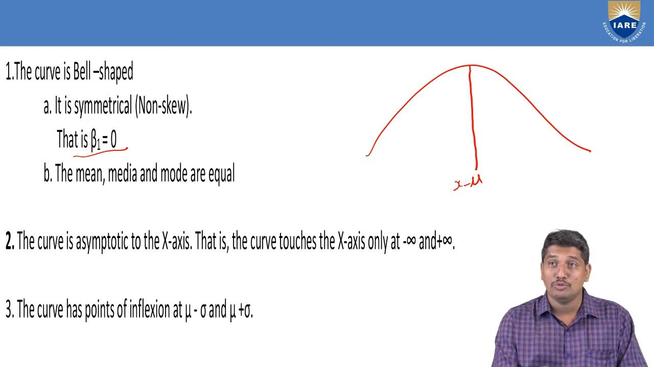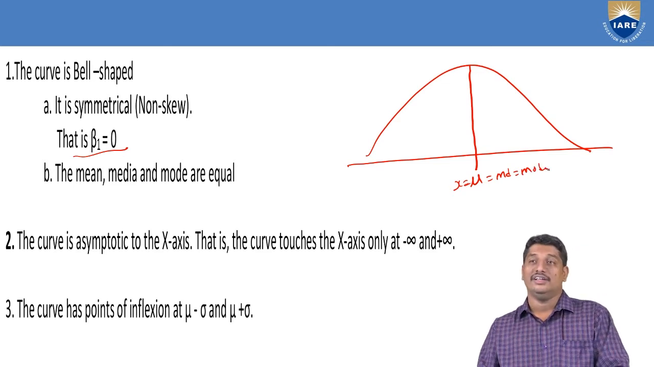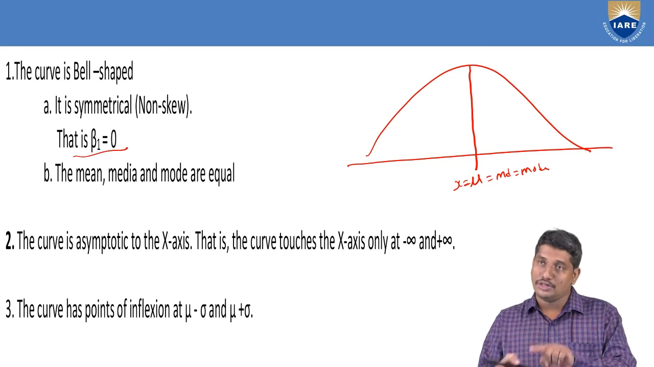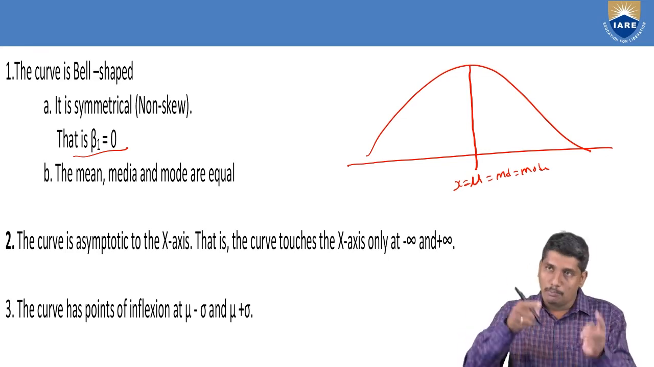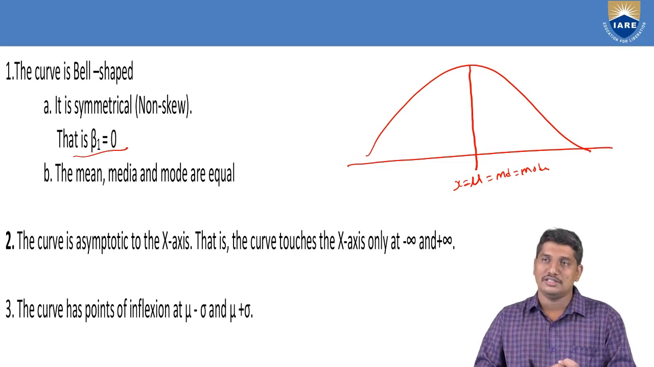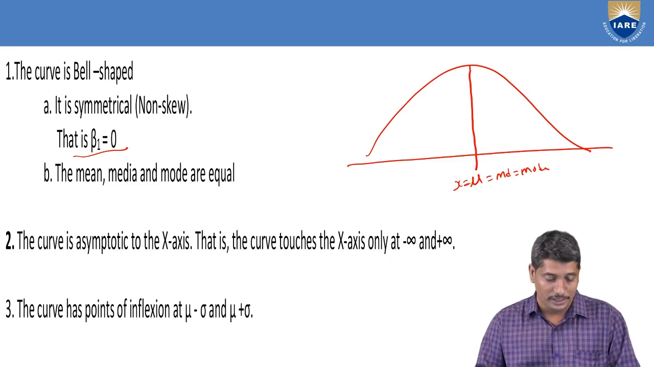And mean, median, mode, this is an important point. Because it is perfectly symmetric, the mean, median, and mode all coincide. That means mu is the mean, mu is the median, and mu is the mode itself. All three will coincide for the normal distribution. That is a special property.